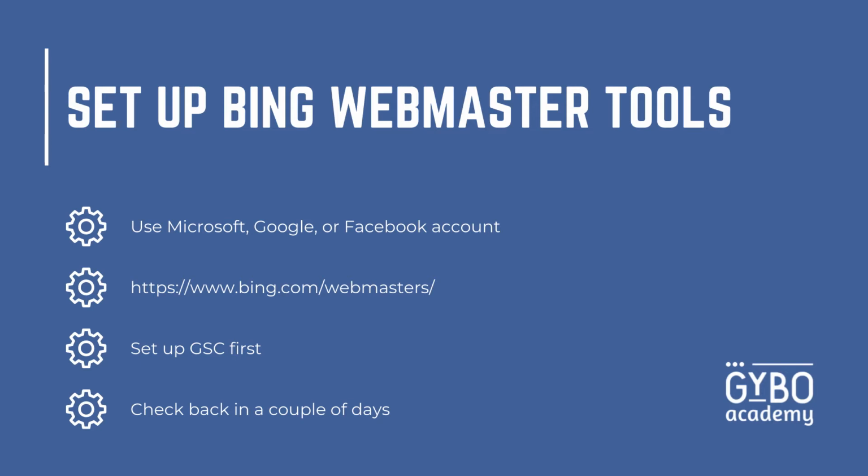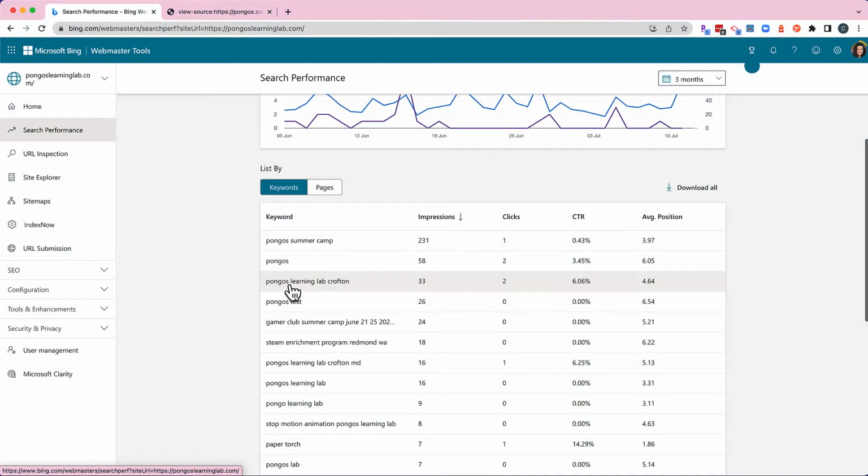There we go. I was already logged in, but you can see I've got Pongos Learning Lab set up here. It looks pretty similar and gives you a lot of the same information. You can see I've got some errors I've got to fix, and I will do that. But it also gives you the performance. So you can see here's Pongo Summer Camp. A lot of people are searching for summer camps. Pongos Learning Lab Crofton, again, people are probably looking for summer camp, the address, or something like that.